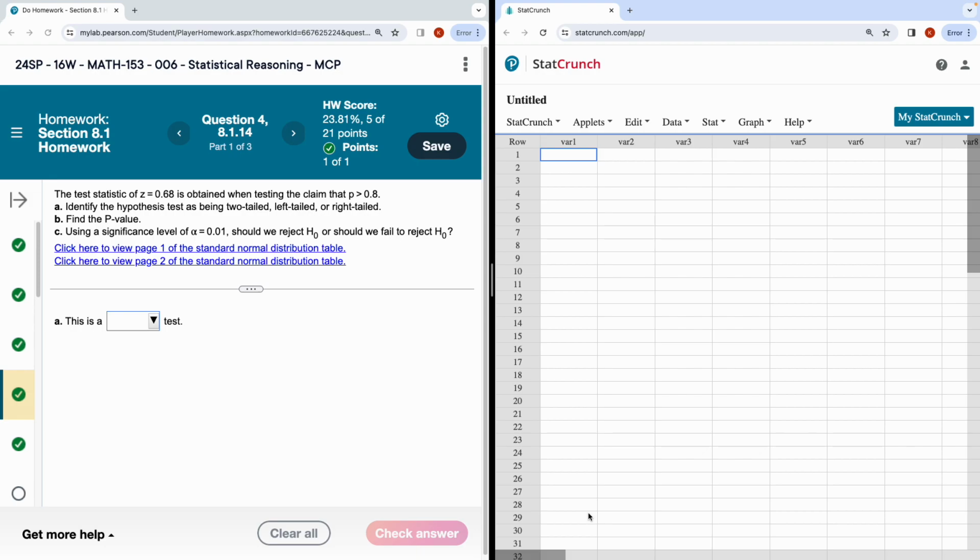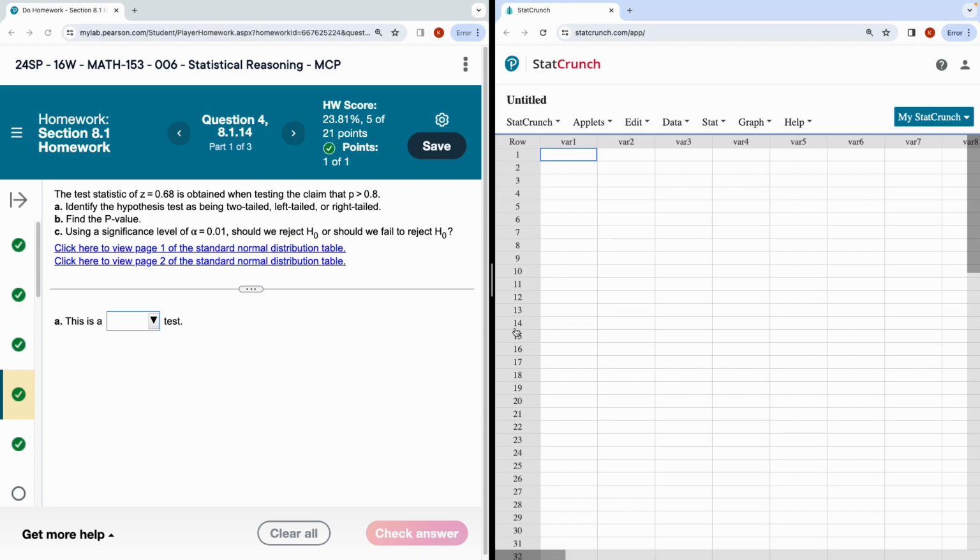Now in part A, we have to identify the hypothesis test as being two-tailed, left-tailed, or right-tailed. In part B, we need to find the p-value. And then in part C, we're going to use a significance level of alpha being equal to 0.01. And then we need to determine, are we going to reject our null hypothesis or are we going to fail to reject our null hypothesis?